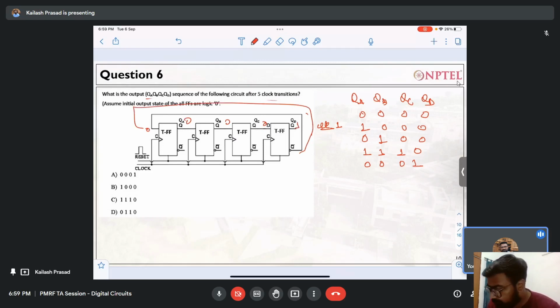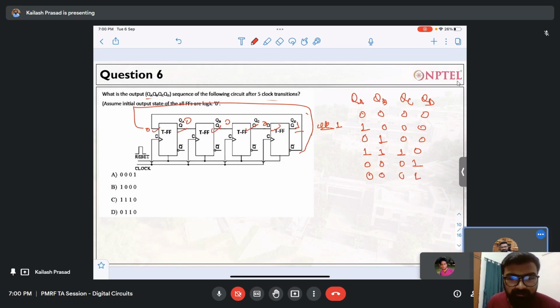Okay, so if the input is 0 for a T flip-flop, will the output change? No, right? The output won't change. So what will happen? The output will remain at 0 0 0 1, right? Because this input is 0, this input is 0, this also 0, this also 0. So whatever output it has given, it will just remain as it is. So the answer is 0 0 0 1 rather than 0 0 0.